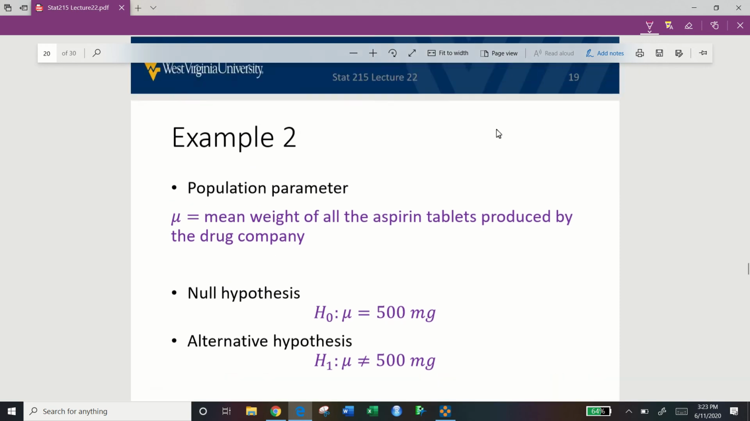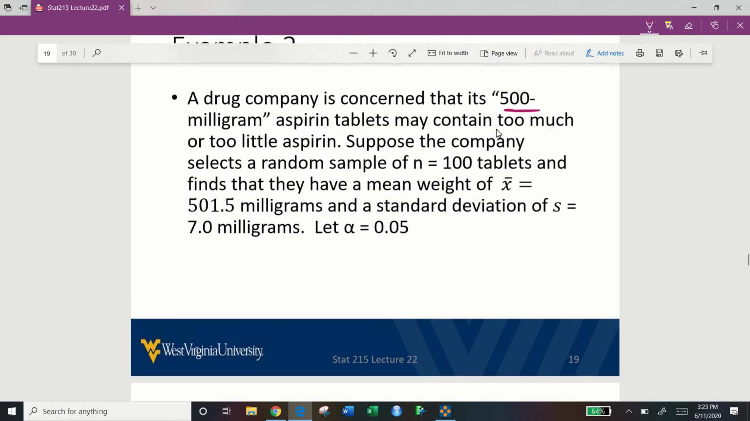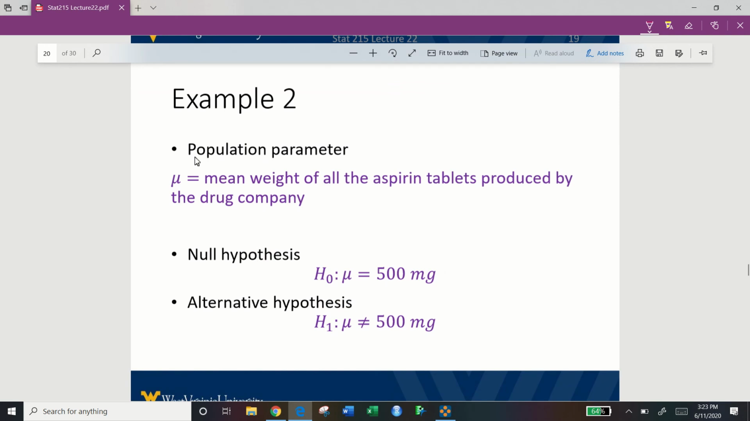Now, if we scroll back up and look at the original problem, notice that the drug company was concerned that there may be too much or too little. This is a two-sided test because it can be both directions, greater than or less than. So it would be appropriate for our alternative hypothesis to be not equal to, which is, as we wrote, mu not equal to 500 milligrams.